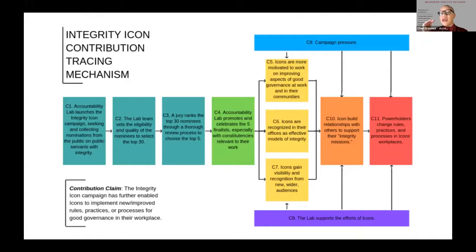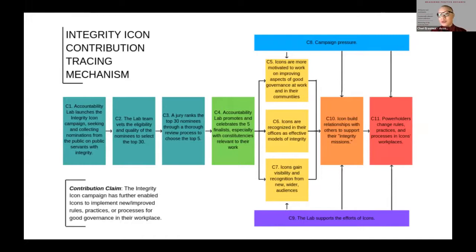So that was a finding across the board. And secondly, and attached to this, we saw that there was greater recognition after they were named and famed from others within their unit. So a great story here is when I went to do some interviews at a police station in Liberia to work on this study, I walked in and I asked for someone who is our integrity icon.